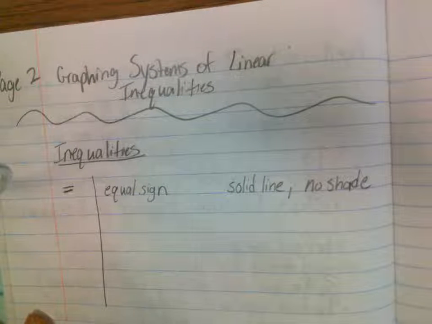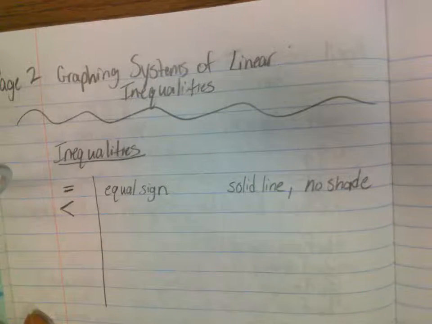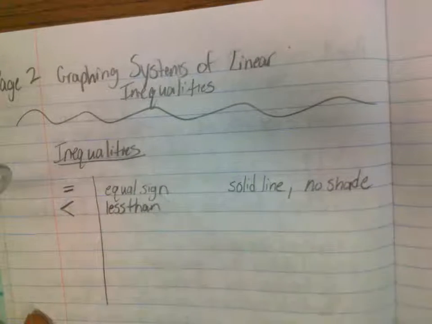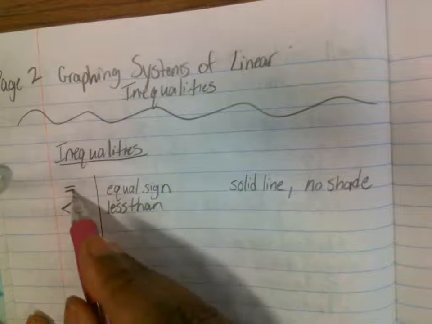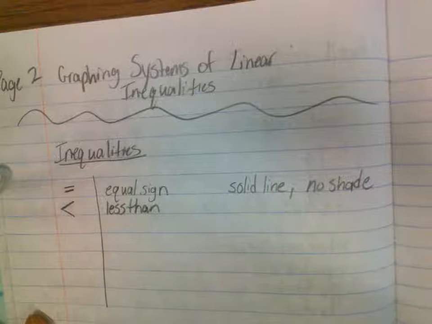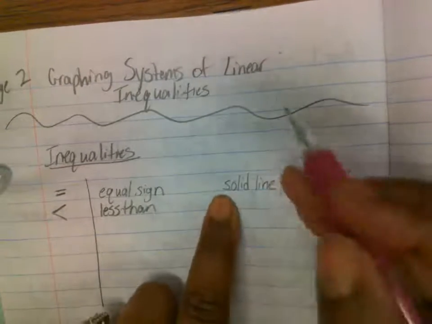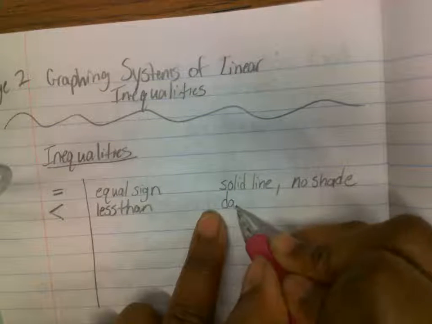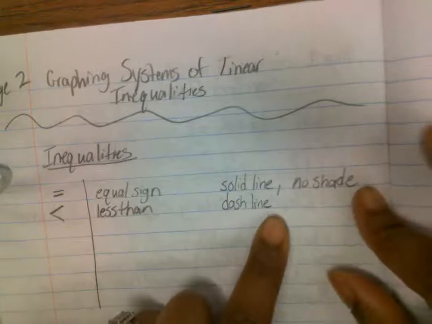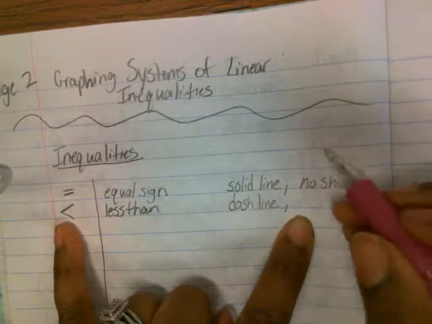The first inequality that we're going to talk about is the less than symbol. This is your less than symbol. So instead of seeing the equal sign, you might see this sign, which is a less than sign. So you're going to graph it the same way you would graph the equal sign. The only thing that would be different here is that instead of it being a solid line, it's going to be a dashed line. And no worries, we'll get two examples of what that looks like tomorrow. And you're going to shade below the line. Since it's less than, the shading is under the line.